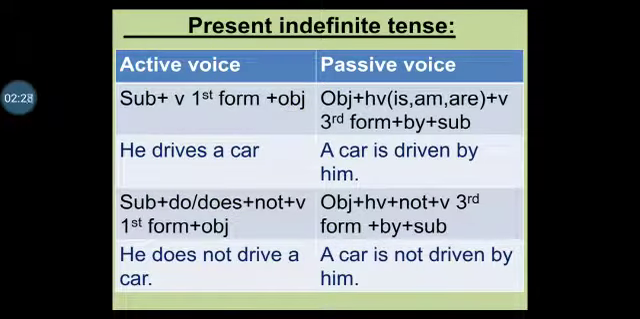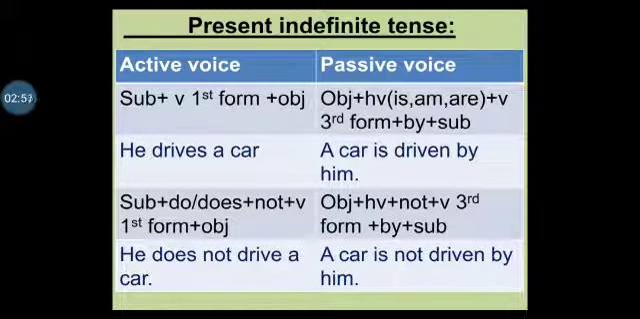Okay students, write down the heading of present indefinite tense and then make the column for active voice and passive voice. In active voice, subject plus verb first form plus object. It means he drives a car. He is subject, drive is the verb first form and a car is object over here.